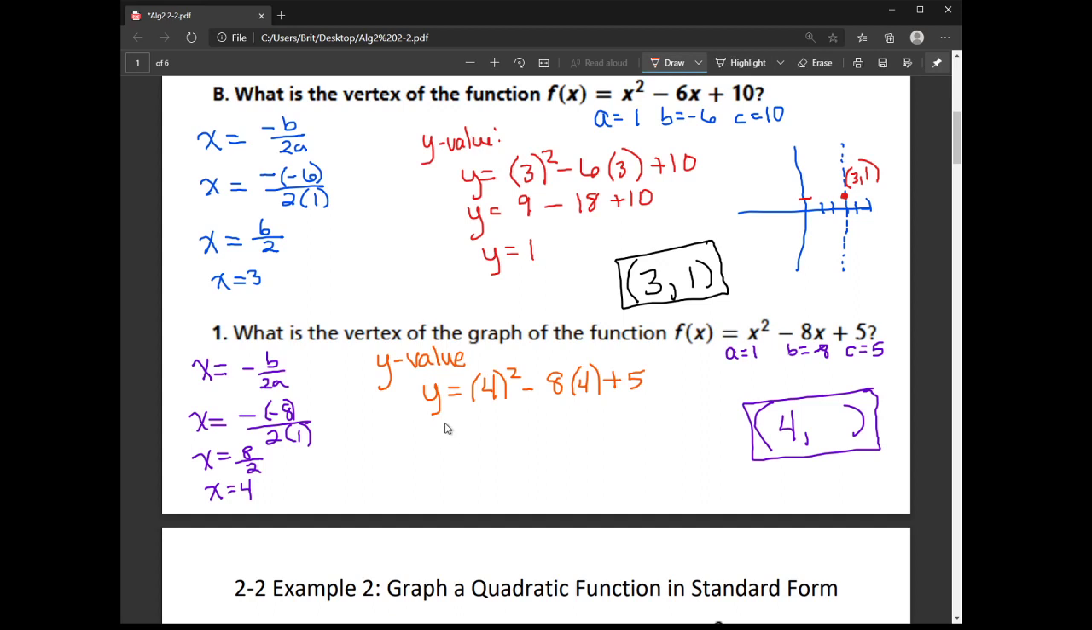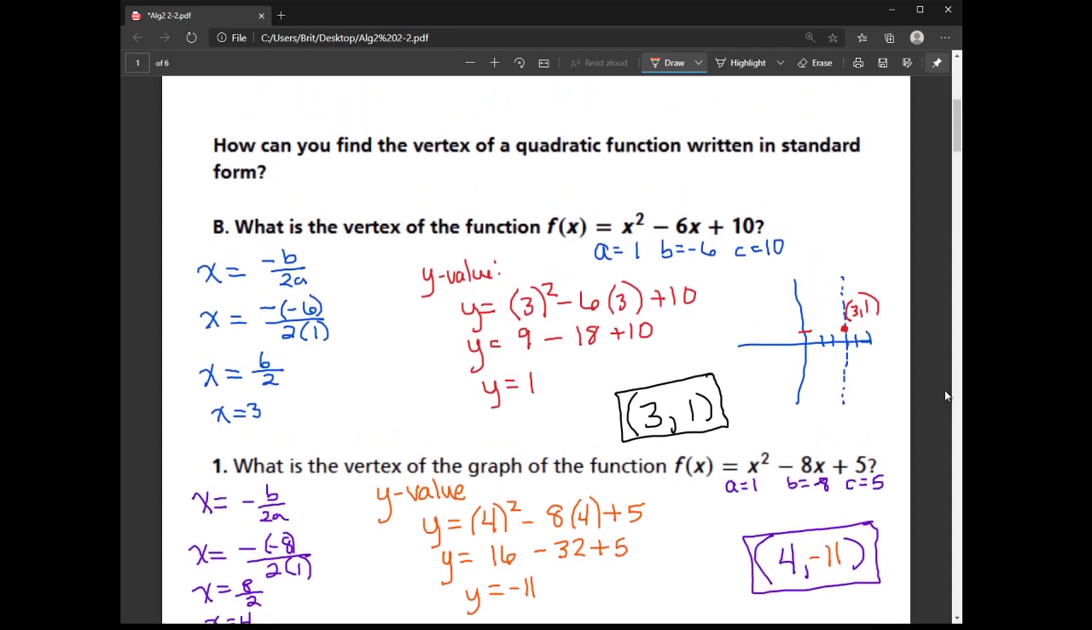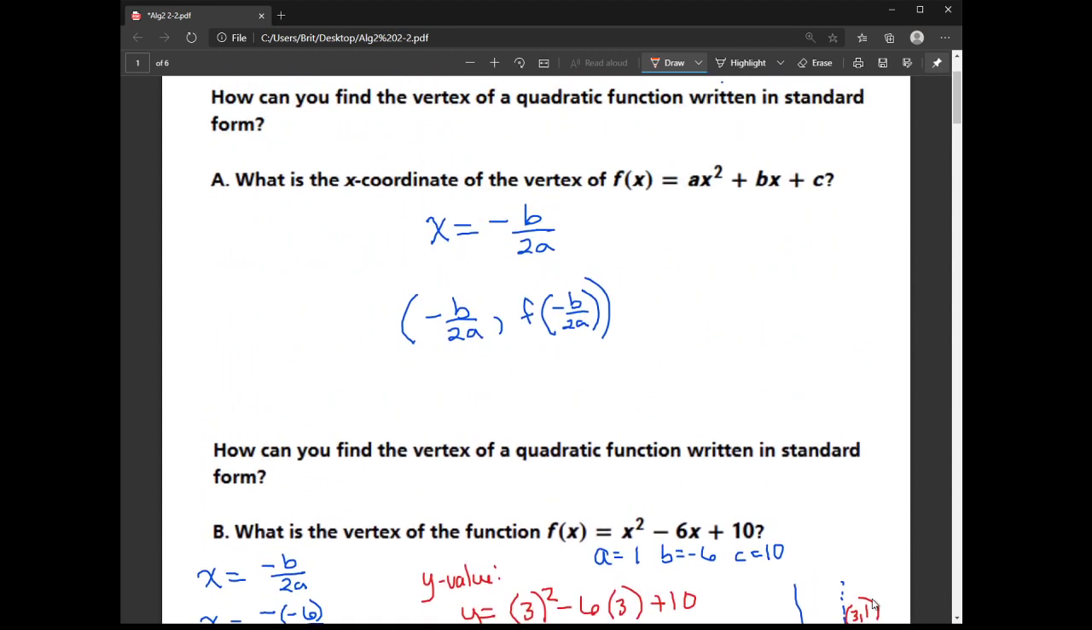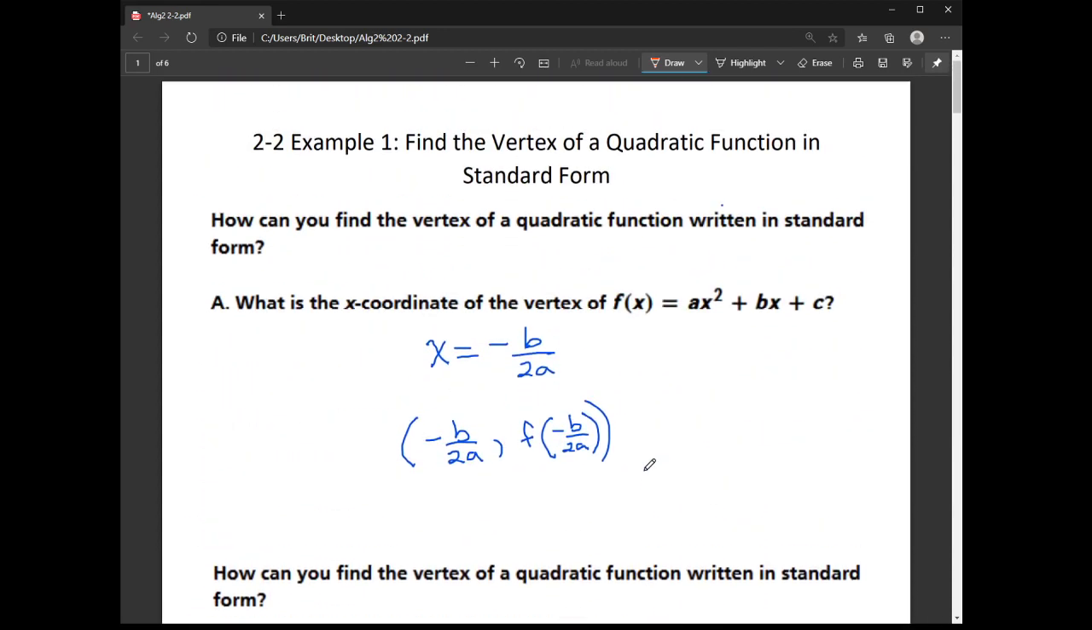Okay, so here we go. 4 squared is 16 minus 32 plus 5. So 16 minus 32 is negative 16, plus 5 gives me negative 11. And that's what's going to go into our ordered pair here. And that's it. That's how to find the vertex when the function is written in standard form.